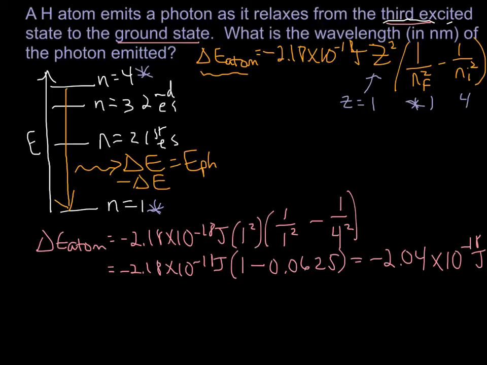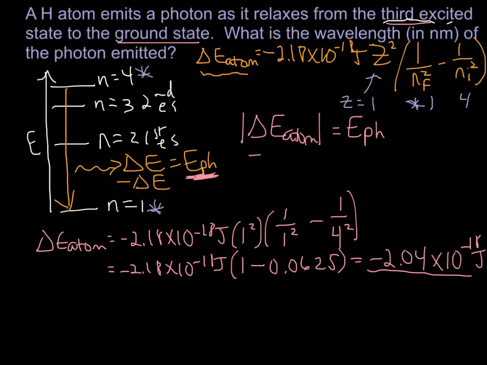Now that amount of energy is exactly equal to the energy of the photon that is released. The only thing we need to remember is that energies of photons are always positive, so we have to remove this negative sign, because the atom released energy as a photon, and that's a positive quantity. So the absolute value of delta E atom is equal to the energy of our photon: E photon is equal to 2.04 times 10 to the negative 18 joules.